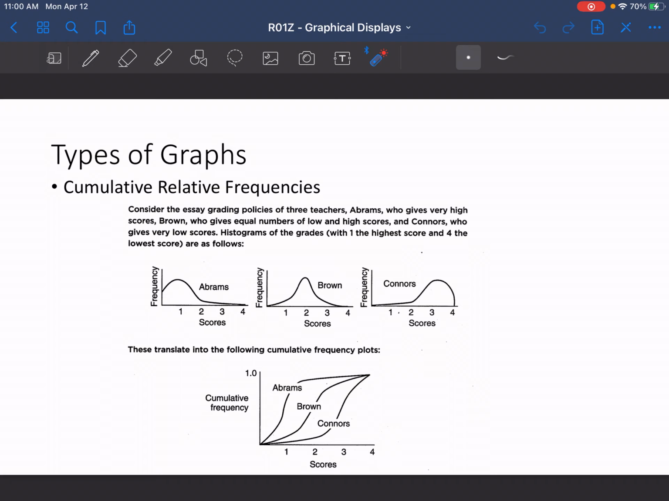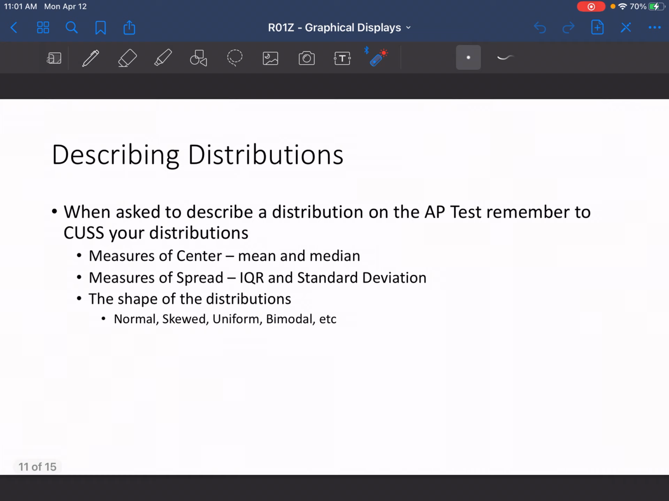Whereas Connors gives a lot of low scores, so a lot of his data is going to be in the 3 to 4 range. Connors is going to have very little data from about 1 to 2, so that curve is going to flatten there, but when you hit 3, it's going to shoot up and then taper off right around 4. So that's essentially how you would create a cumulative relative frequency graph or plot based on the data you've been given.